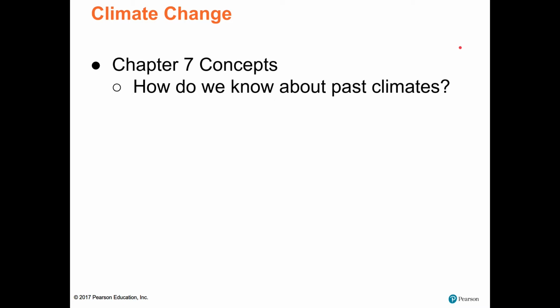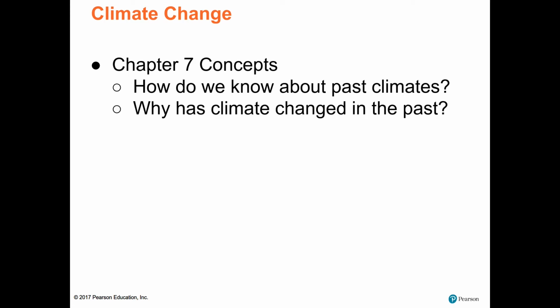So climate change, what are we going to talk about? How do we know about past climates? The answer is it's called proxy data, but it's really tubes of stuff, and I'll explain that. How do we know about past climates? Not thermometers. We didn't have them. They didn't exist. Tubes of stuff. Why did climate change in the past? Earth's orbit. Boom. Done. Most of it.